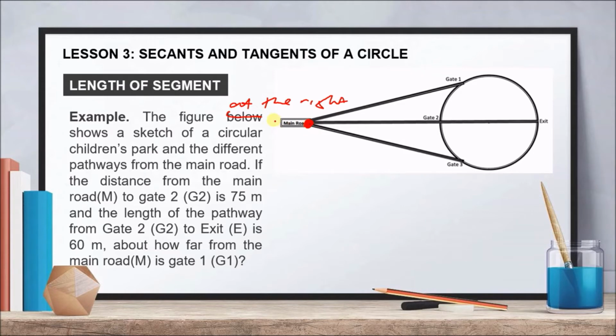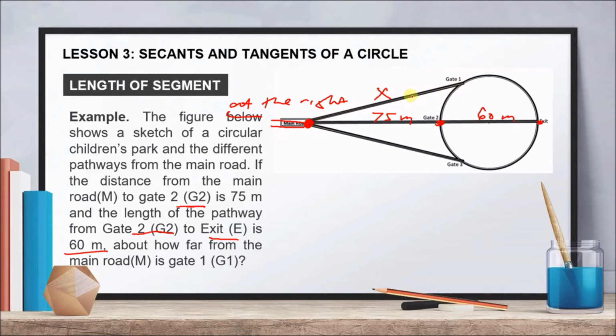So this is the main road, either taken from this area or part. From that main road, kung ang distance daw ng main road papunta sa gate number 2 is 75 meters, and ang length ng pathway ng gate number 2 hanggang sa exit is given as 60 meters. So 60 meters daw yan papunta from gate number 2 to the exit. How about from the main road to the gate 1? Ito yung pinapahanap dito.